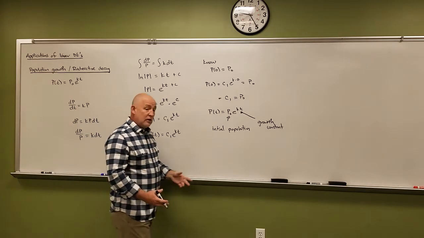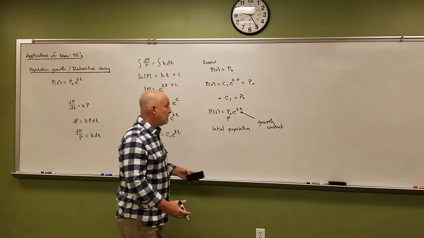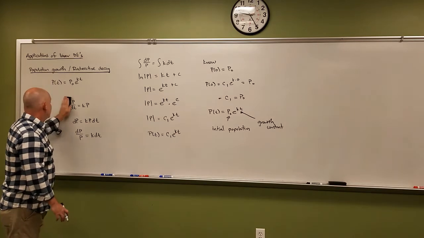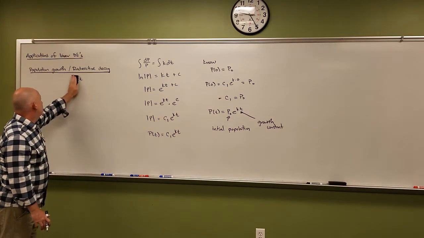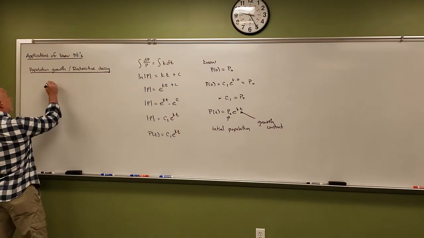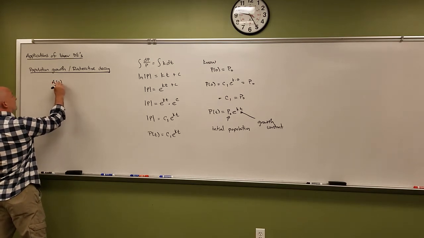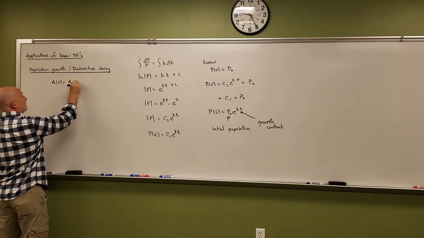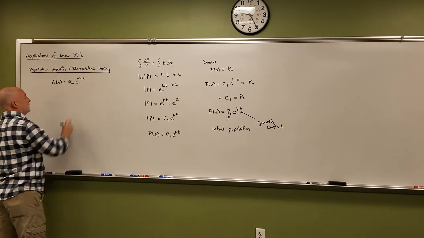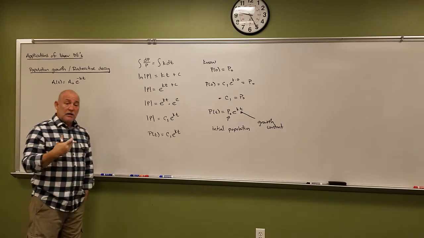We also saw radioactive decay, and I'm not going to go through all this again because it ends up being exactly the same thing. The radioactive decay formula looks like this. The amount of material you have left after a given time is the original amount, e to the negative kt. Now, two things here.